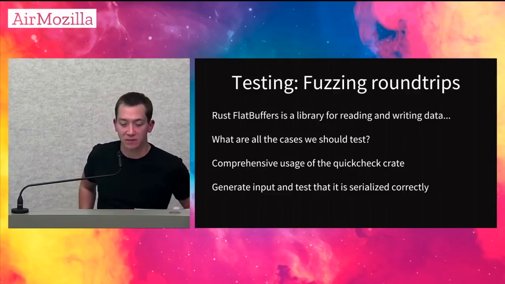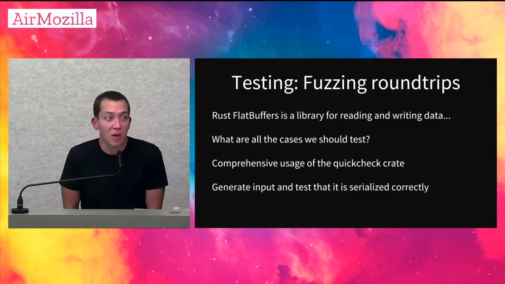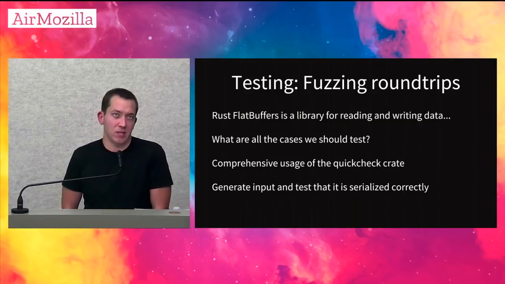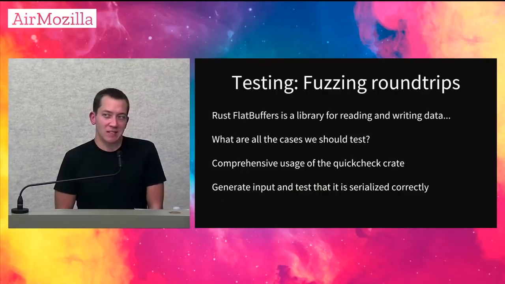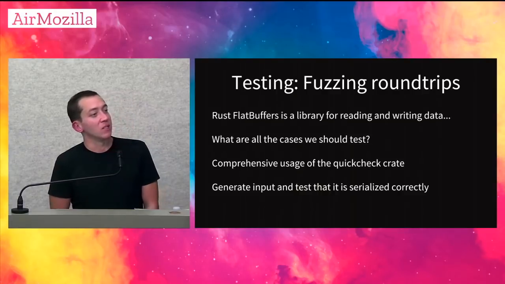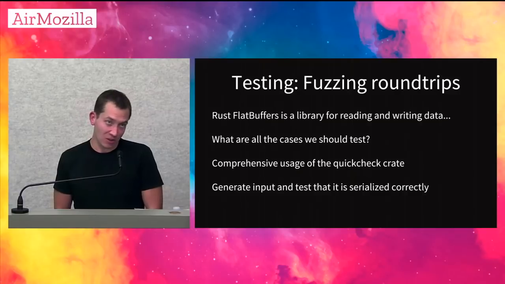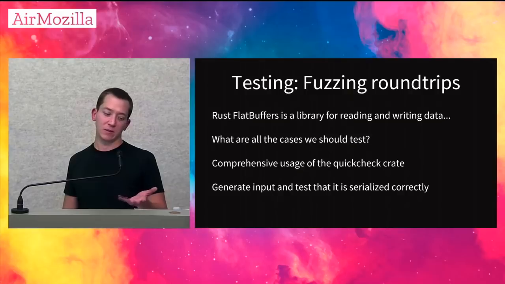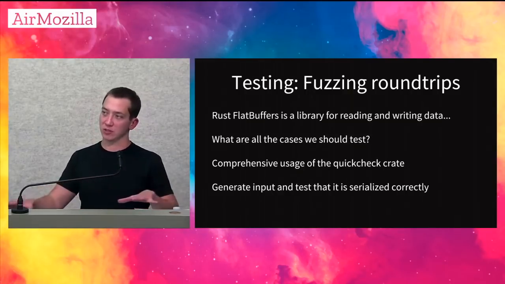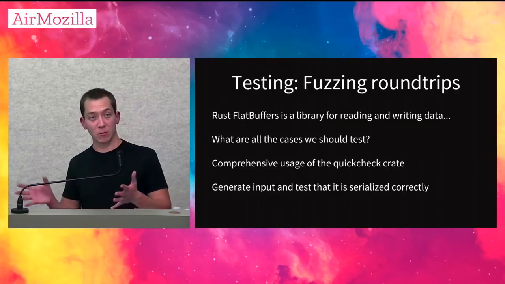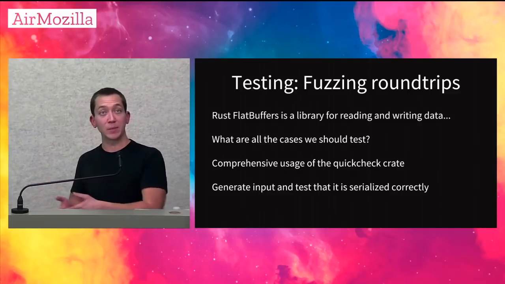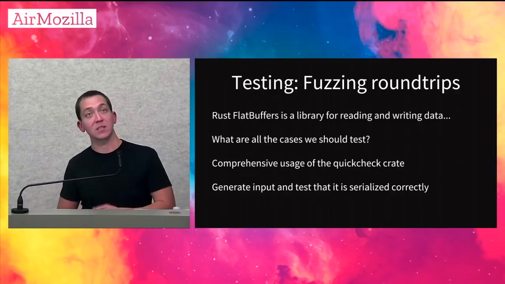Third thing, fuzzing round trips. So Flatbuffers is a library for reading and writing data. So what are all the cases we could test? You can't really test all cases because the users are providing the input. And so we use an approximation of all input called quickcheck, which tries to create exemplary test cases that we can use to test a wide variety of edge conditions. And when there's an error, quickcheck will hone down and find sort of the minimum violating example so that it's easy to debug. So we use that all over the place in the test suite.